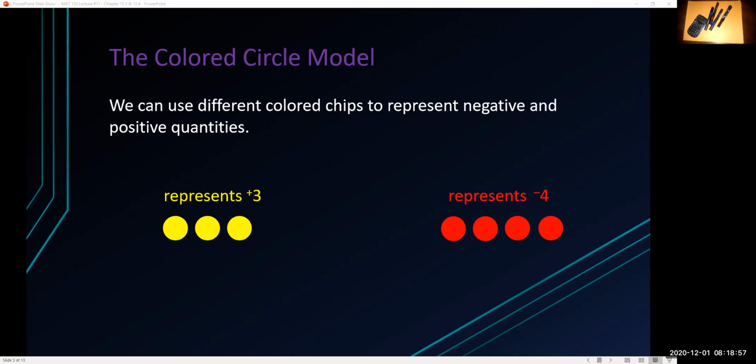Okay, so what is the colored circle chip model, my friends? It's that yellow is the pluses and red is the negatives. Okay.